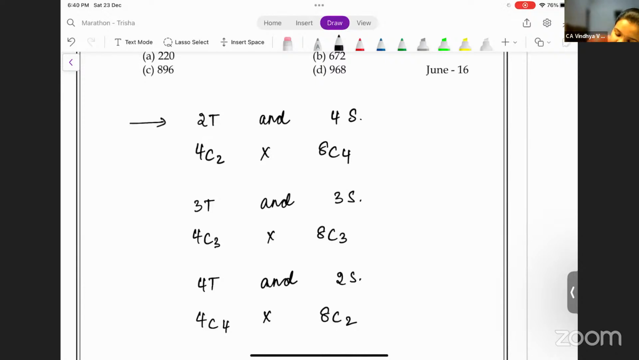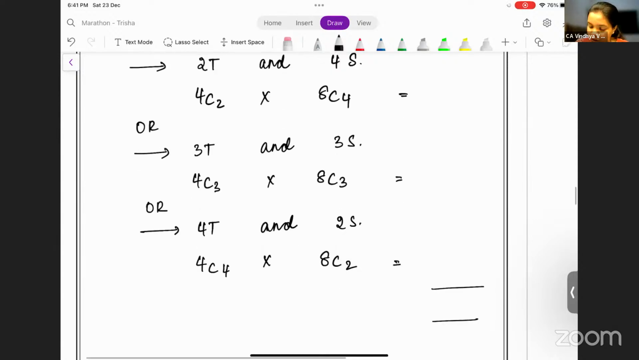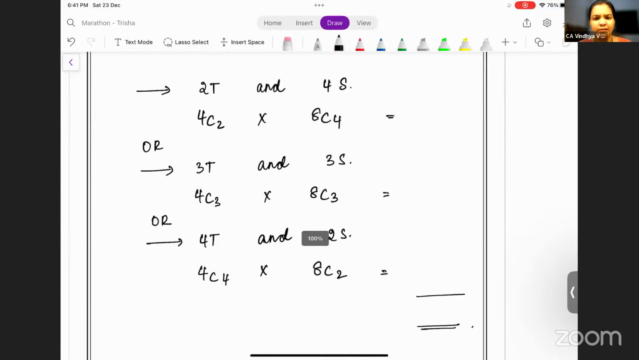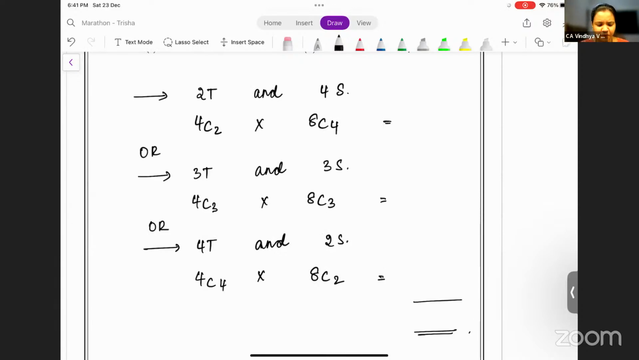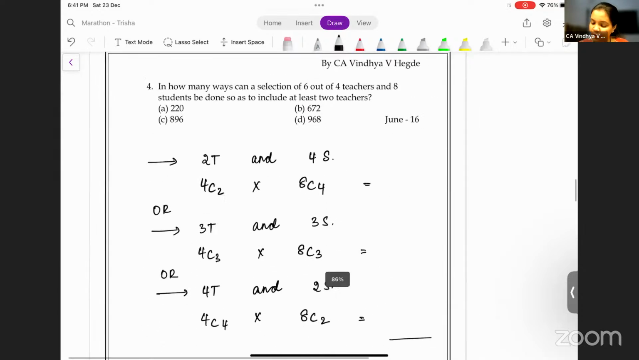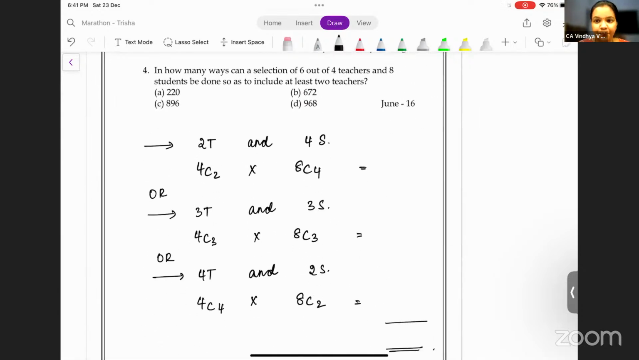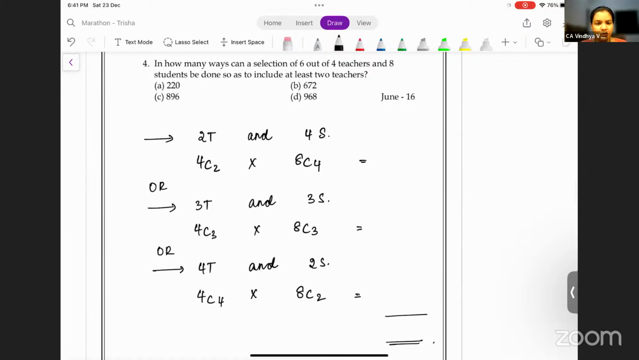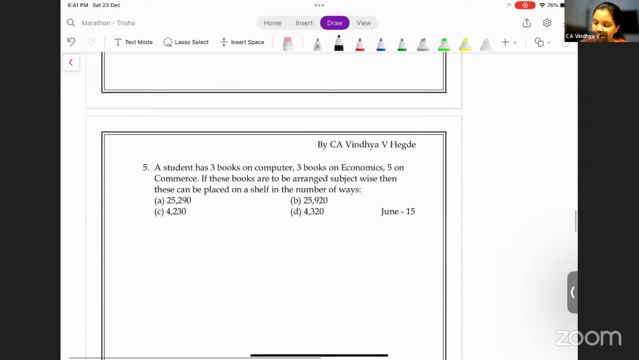Now this is case A or case B or case C. Get the values. Okay. Add them. You should get the answer. All right. Okay. These are the values. These are the options. You can solve it. I hope it is clear. You just have to use the NCR formula and get to the answer.